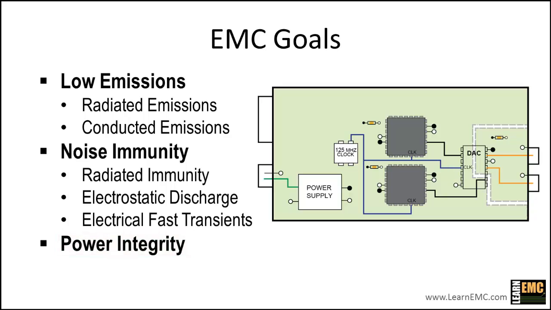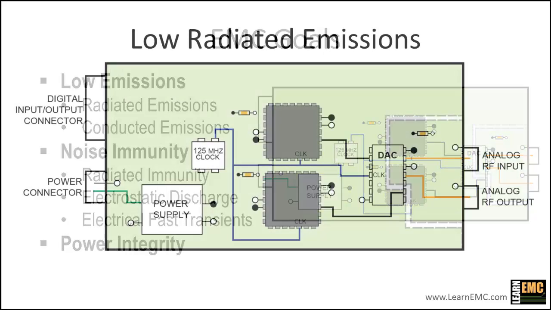These EMC goals can apply to any printed circuit board with high-speed circuitry. For this example, we're going to use this list as a guide in determining the changes that need to be made to the board. Okay, let's start with our goal of low radiated emissions.